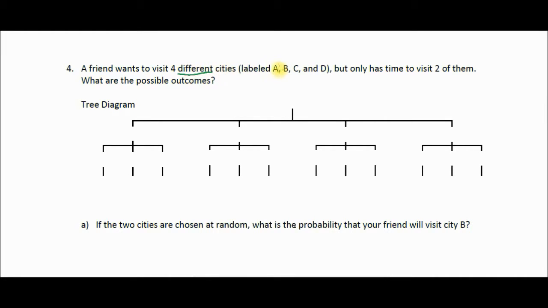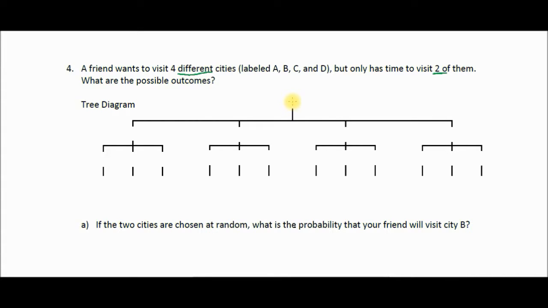4 different cities, we're going to label them city A, B, C, and D, but they only have time to visit 2 of them. So they can only visit 2 of the cities because of time. What are the possible outcomes? Well, think about this. If a friend wants to visit 4 different cities but can only visit 2 of them, then our tree diagram is going to map out the cities and see how many combinations are possible. So here we're starting on our tree diagram.